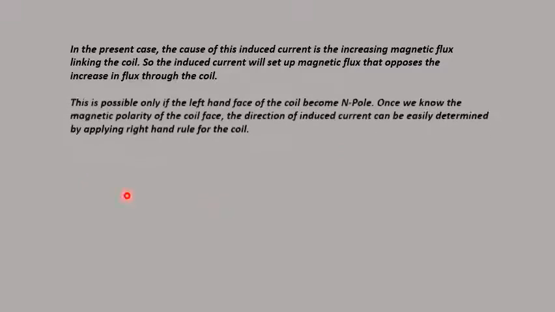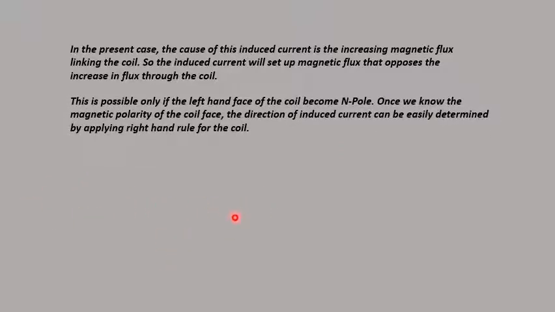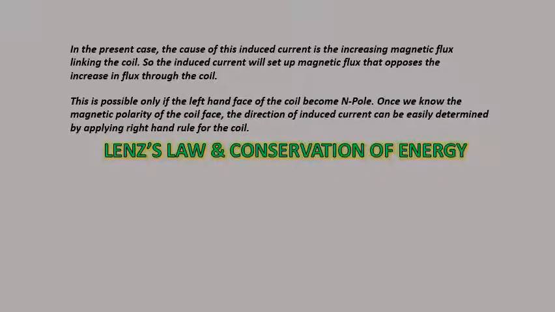So in the present case, the cause of this induced current is increasing magnetic flux. So induced current will set up magnetic flux that opposes the increase in flux through the coil. Now how can we understand that there is a north pole on that coil and a south pole on that coil? It is easily determined with the help of the right hand rule, and I will tell you the right hand rule in the next slide.